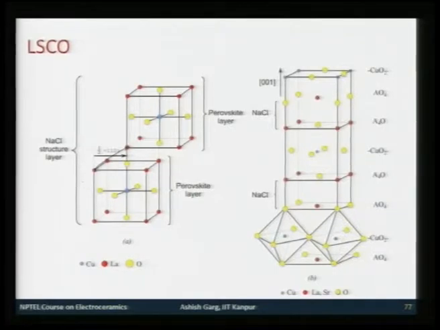And if you look at the structure, you have CuO2 layers, which are these CuO2 layers, followed by an AO4 layer, where each A atom, which could be lanthanum or strontium, is surrounded by 4 oxygen, followed by A4O layers, then again followed by CuO2 layers.